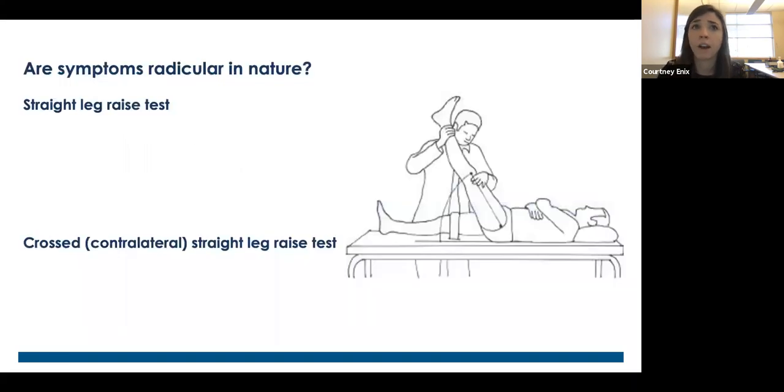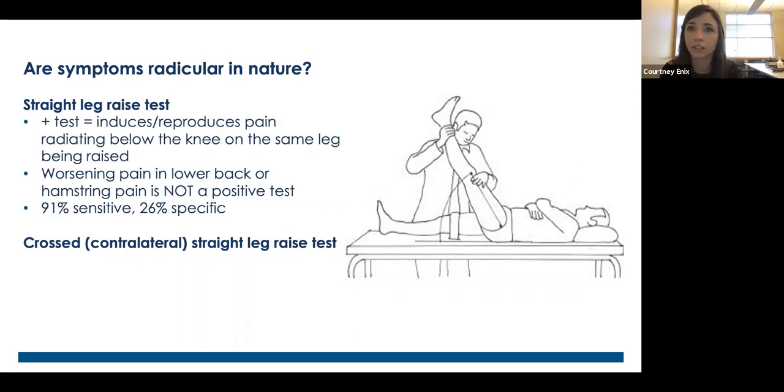So let's talk about the straight leg raise test and the crossed straight leg raise test. Essentially, these are tests that we do to see if there is any radicular component to their pain. And by radicular, I mean a nerve-like pain. That's the shooting sensation that they describe to you that they feel running down their leg that's associated with their pain.